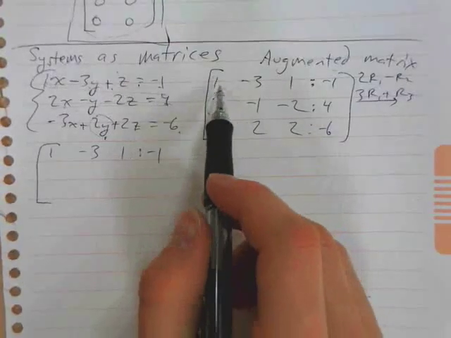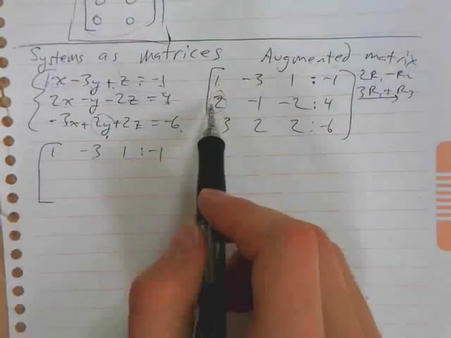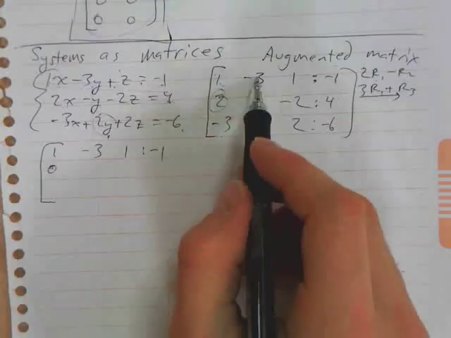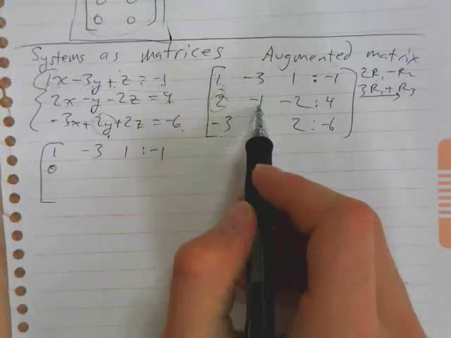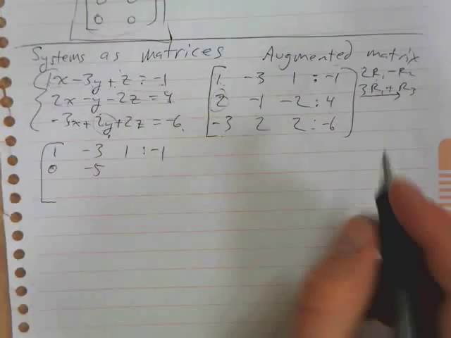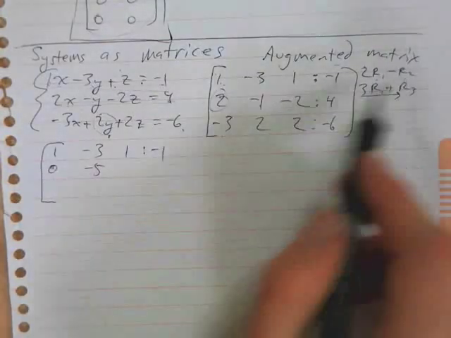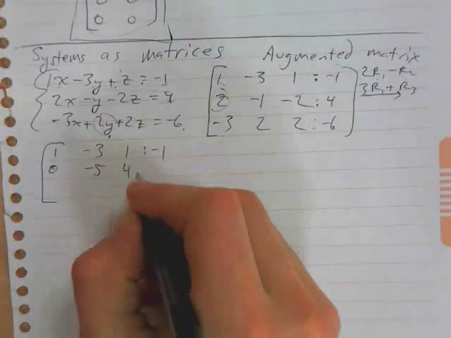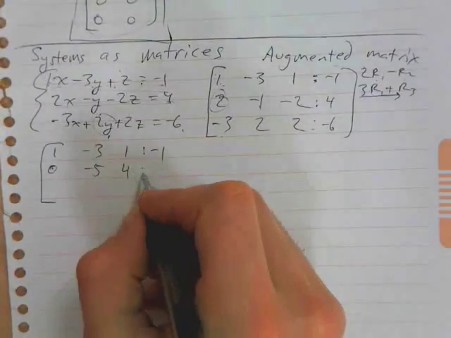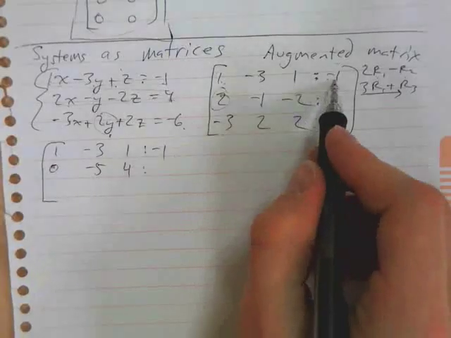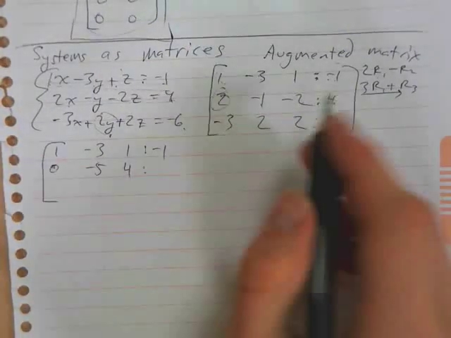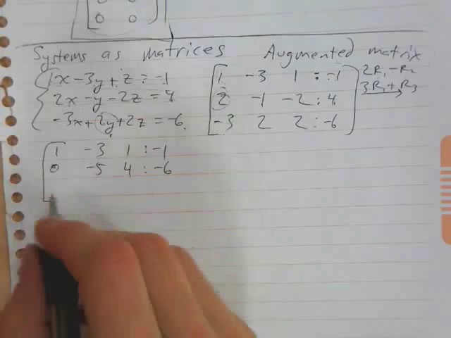Alright. And then 2 times 1 minus 2 is 0. 2 times negative 3 is negative 6. Minus negative 1 is negative 5. 2 times 1 is 2. Minus negative 2 is 4. I keep that colon there. 2 times negative 1 is negative 2. Minus 4 is negative 6.